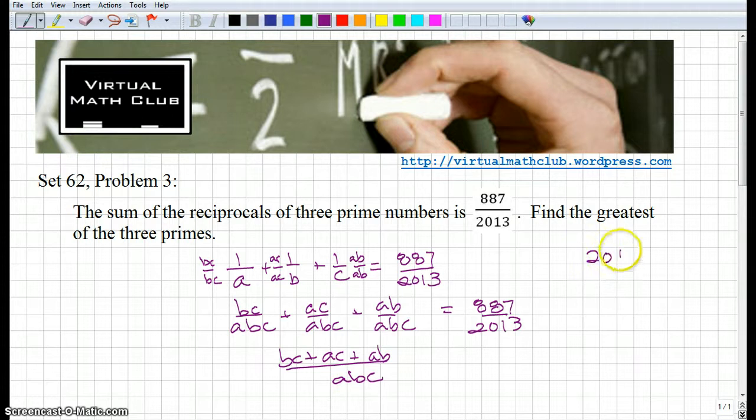Okay, 2013. Well, it's not even, so it's not divisible by 2. If we sum the digits, you can see we get 6. So it ought to be divisible by 3. So when we divide by 3, we get 3 times 671. And 671 is a multiple of 11. And I guess the reason I see that, if you can see that if I add the first and last digits, it's equal to the digit in the middle, okay? And that's a hallmark of multiples of 11, particularly three-digit multiples of 11.